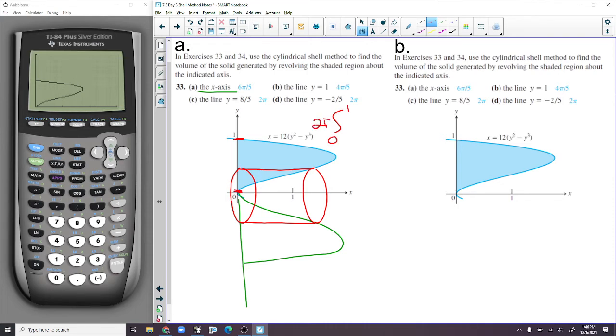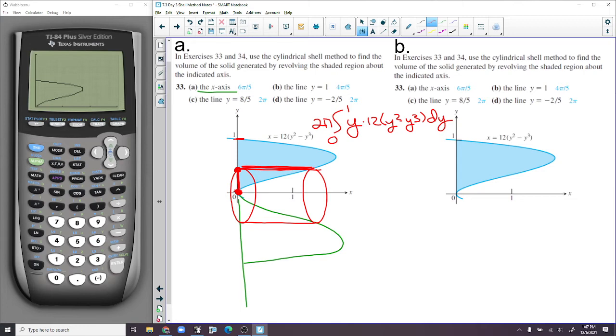of 2 pi. I need the radius. The radius, look, if you do the endpoints even up against the x-axis, here's the bottom of the radius, here's the top of the radius. If you do y minus 0, it's still y. So you can do y minus 0. Well, the radius is y. And then the function value is the height of the cylinder. So times 12 y squared minus y to the third dy.